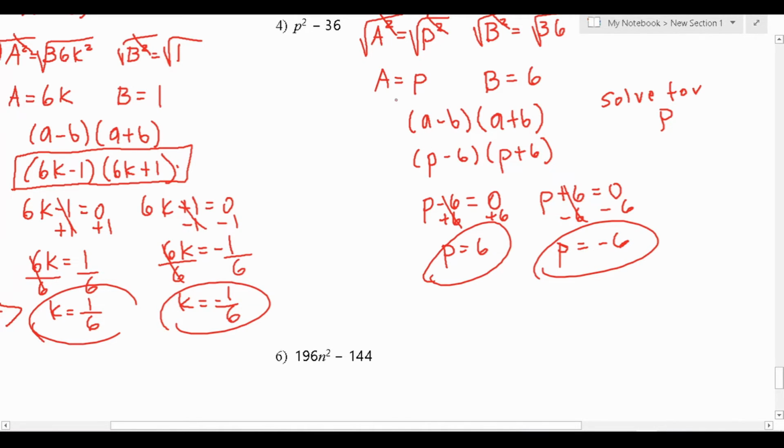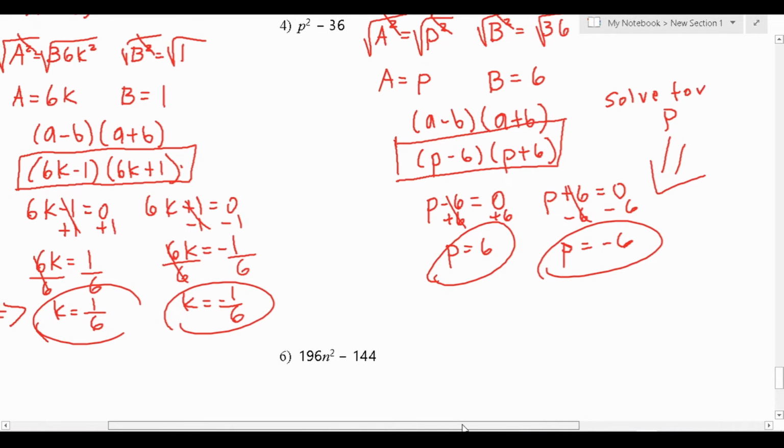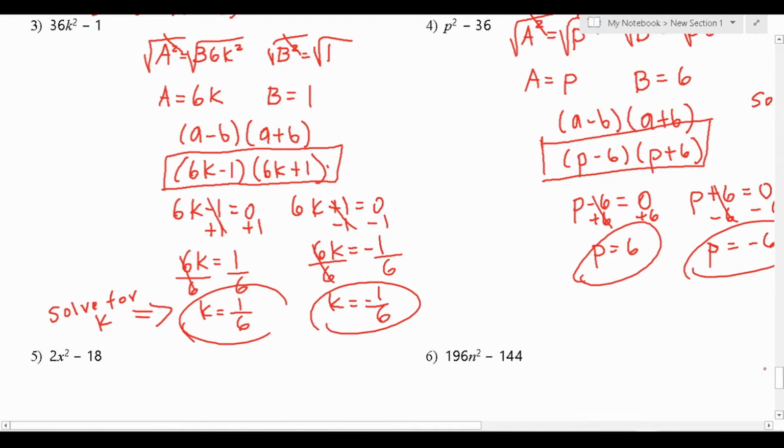Okay, so again, if you were asked to factor this, you would stop right here. But if it said solve for p, those would be your solutions. All right, 2 more to go.